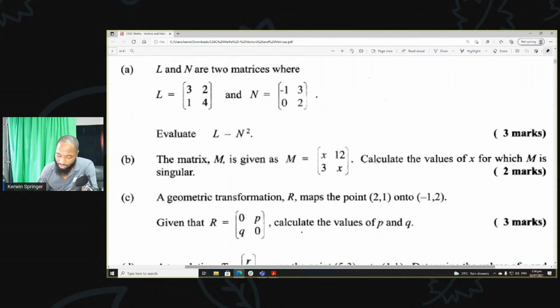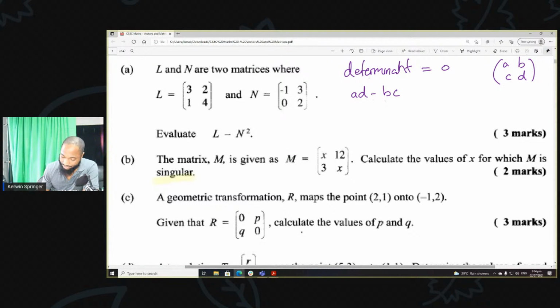Yeah, so singular means the determinant is equal to 0. The determinant must be equal to 0. And we know the determinant is AD minus BC when the matrix is in the form A, B, C, D. So in other words, it's this diagonal minus that diagonal.